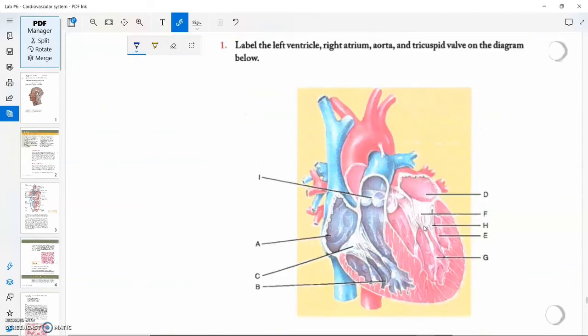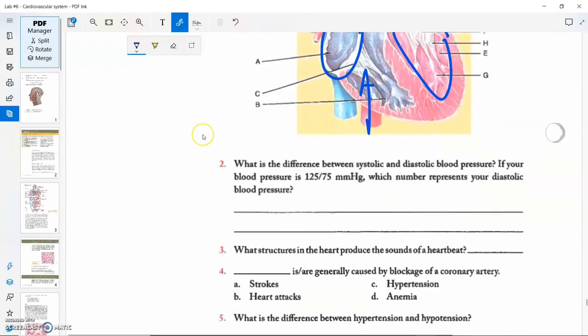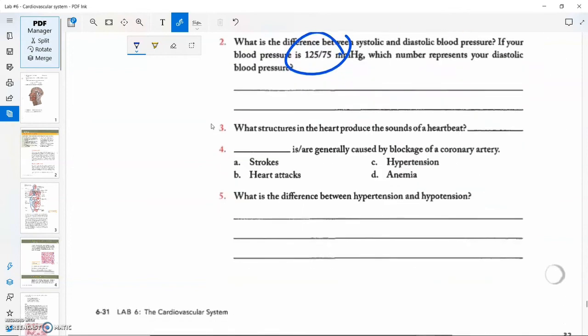Now some review questions. Left ventricle, right atrium, aorta, and this is the tricuspid valve on the diagram. Systolic and diastolic. Systolic blood pressure is the blood pressure during systole, during contraction of the heart, and diastolic during relaxation. In 125/75, diastolic is 75, the second one. Valves produce the sounds of the heartbeat. Heart attacks are generally caused by the blockage of the coronary artery.